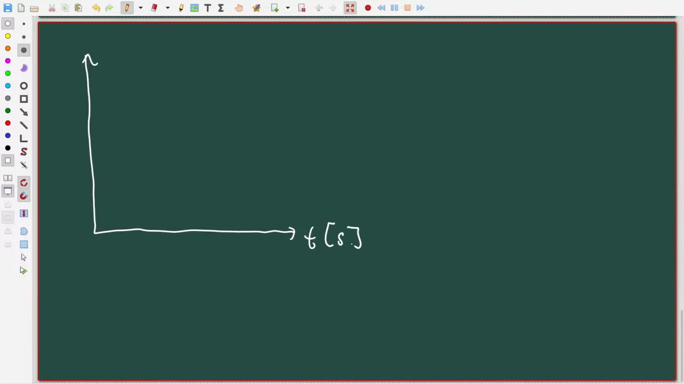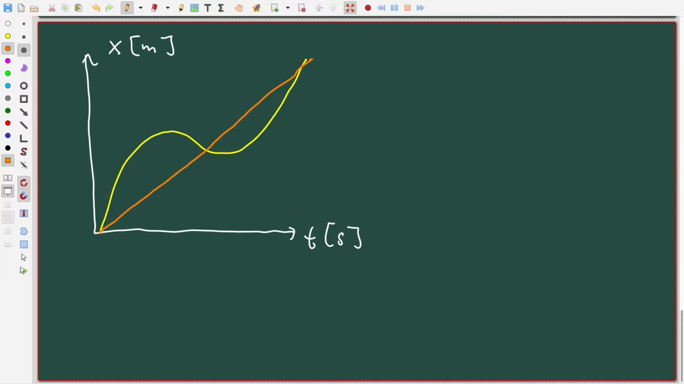So again, we have our time on the x-axis and our x position on the y-axis. And we can now draw a graph which could, for example, look like this. Now we can see that we don't have a straight line. Of course, we can still draw a line from one endpoint to the other. Let's suppose this is point A and this is point B. And then we can calculate the slope similar to how we have done before as delta x over delta t. And what we get from that is the average speed of our object.